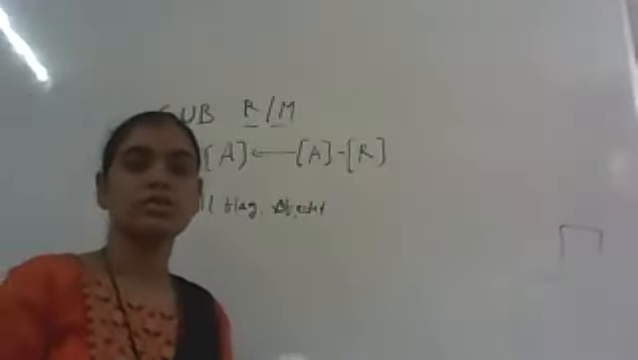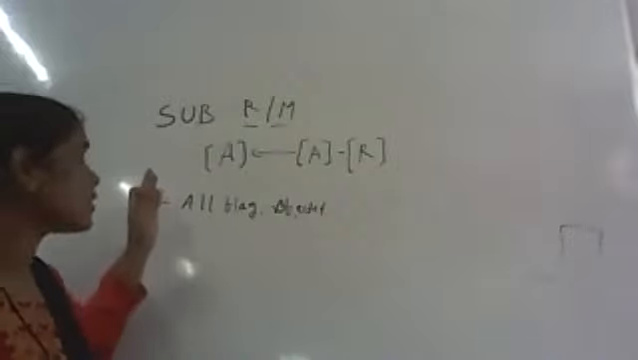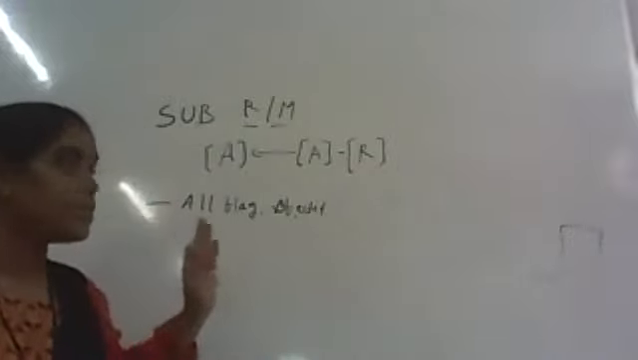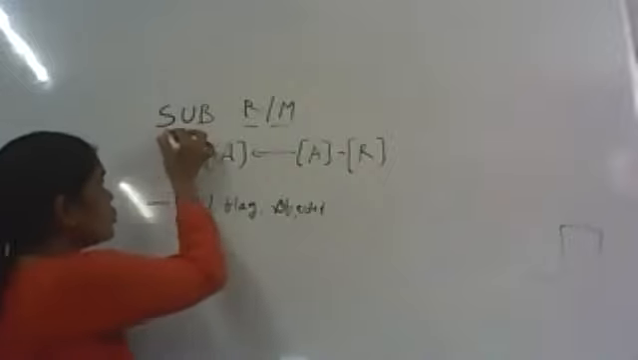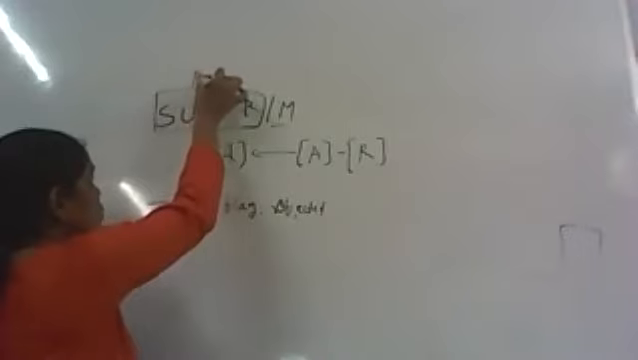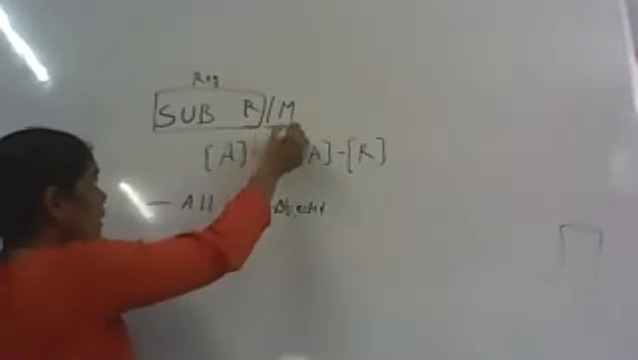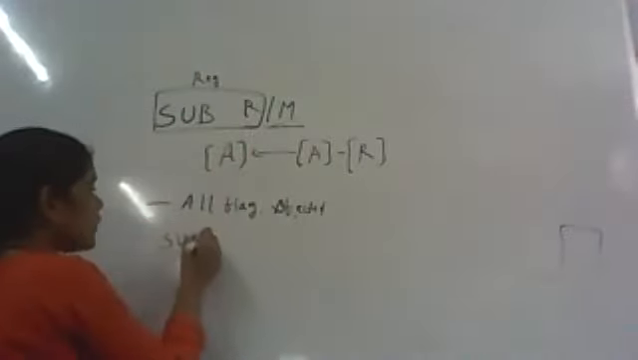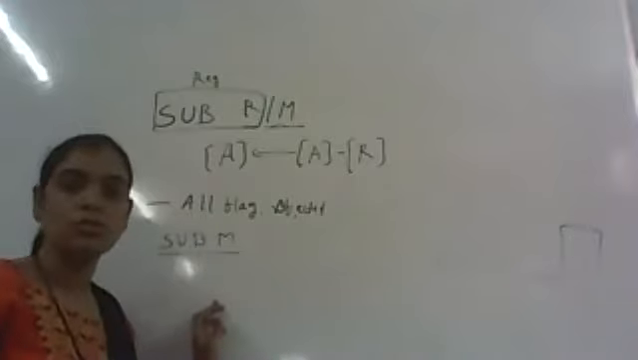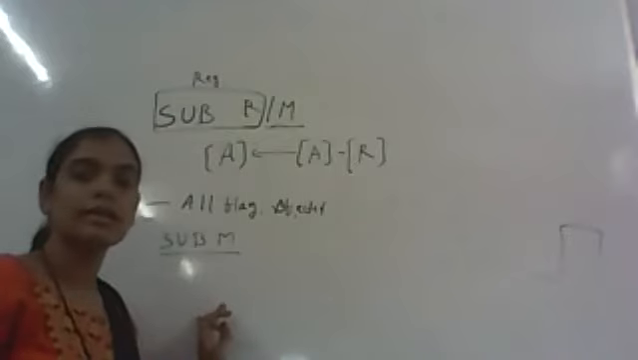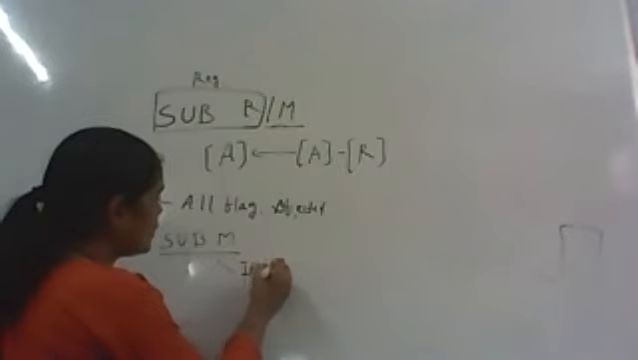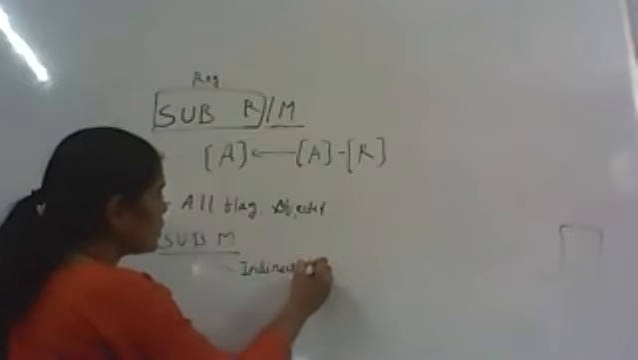This instruction is a 1 byte instruction. In this instruction, for SUB R, register addressing mode is used. If the operand is memory, SUB M, this instruction uses register indirect addressing mode.